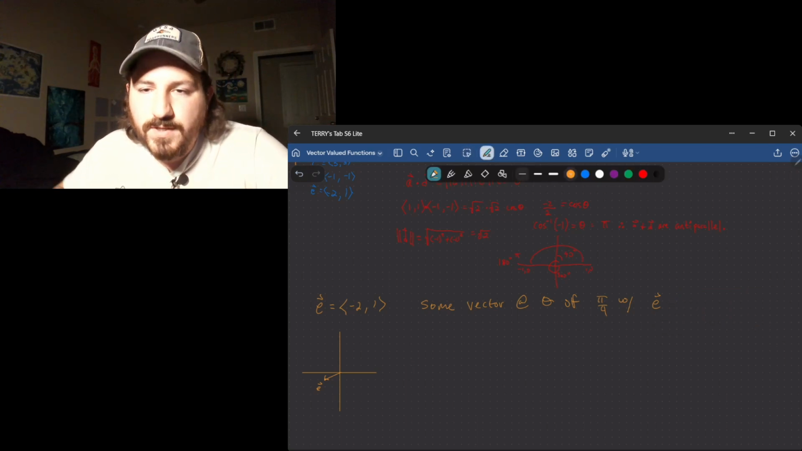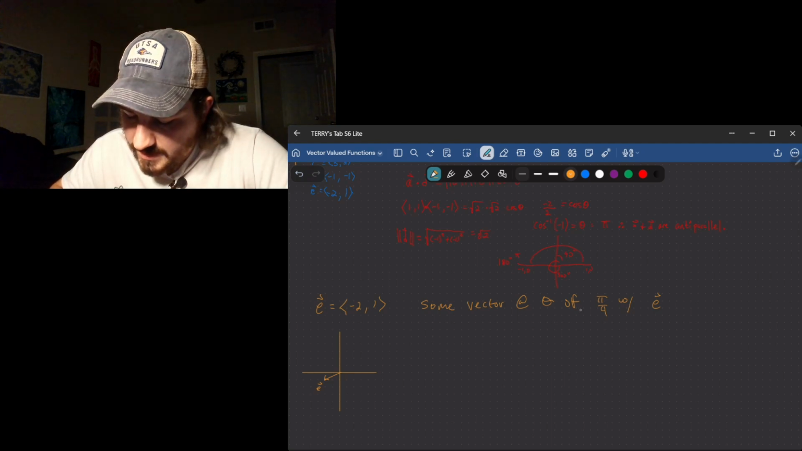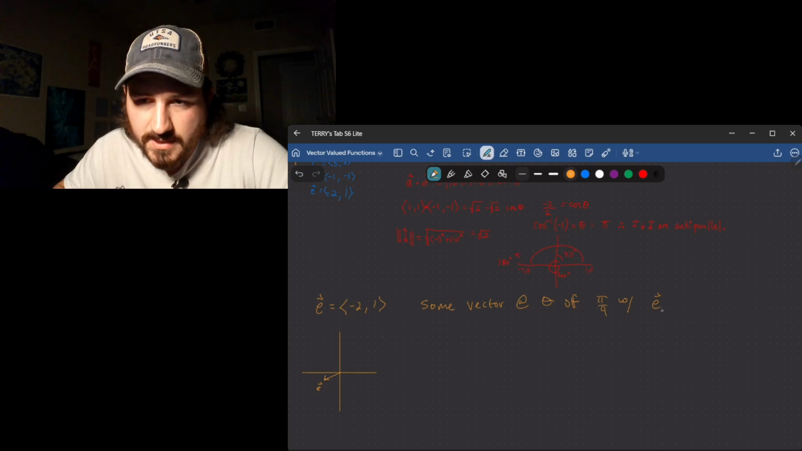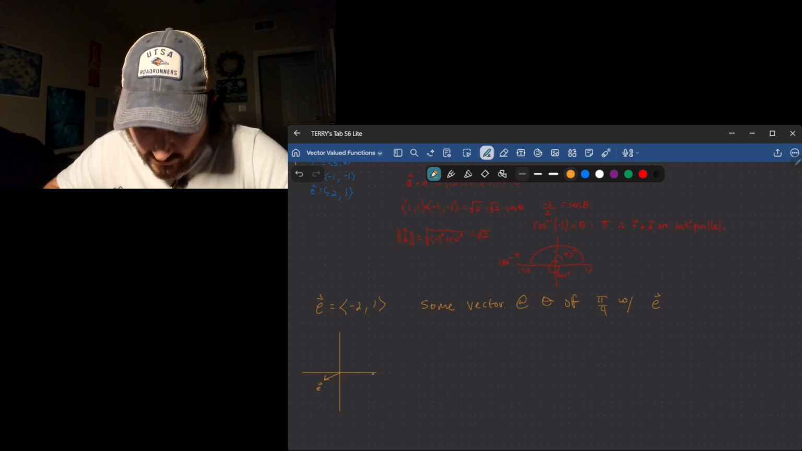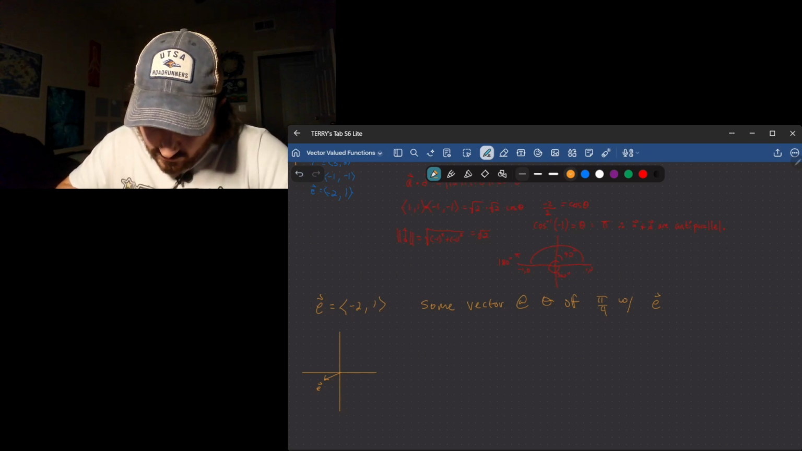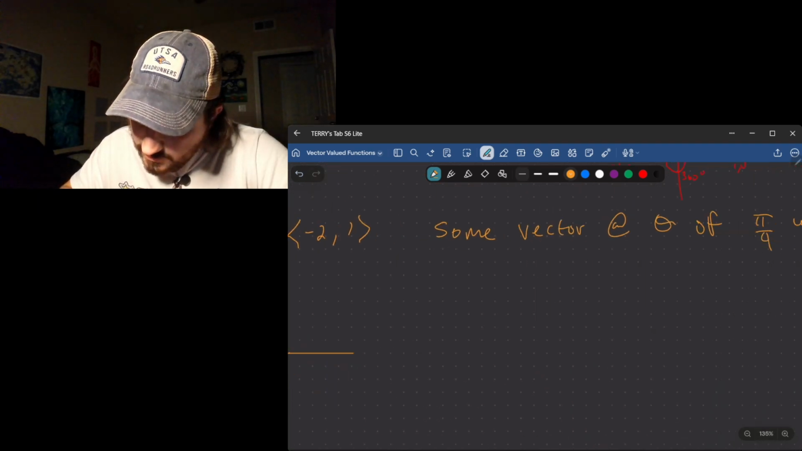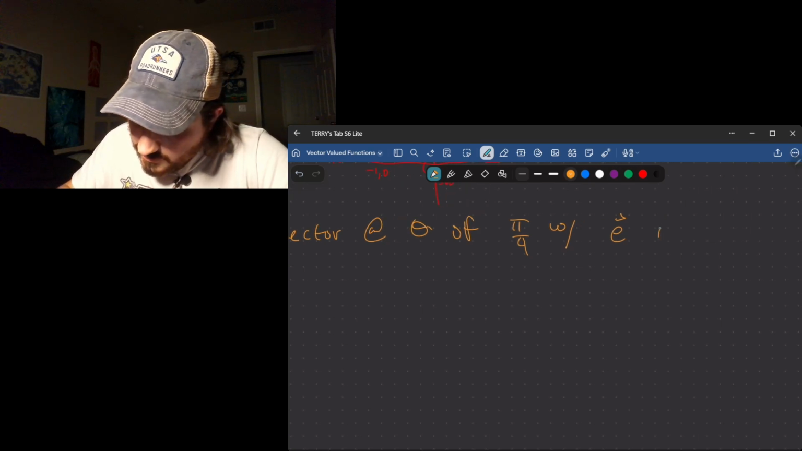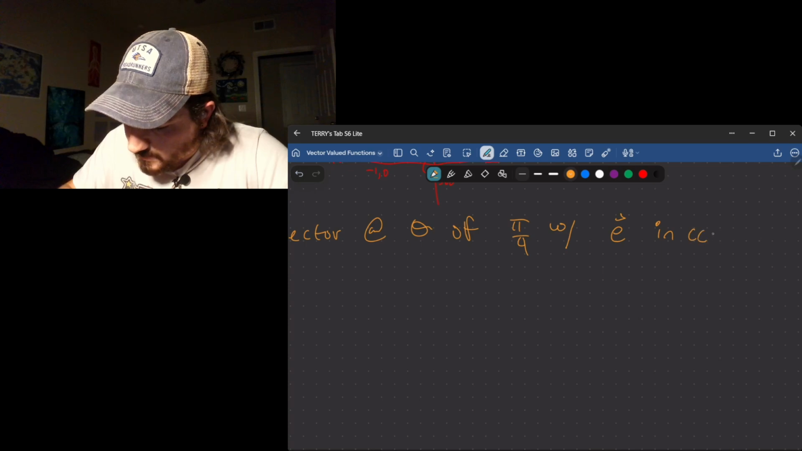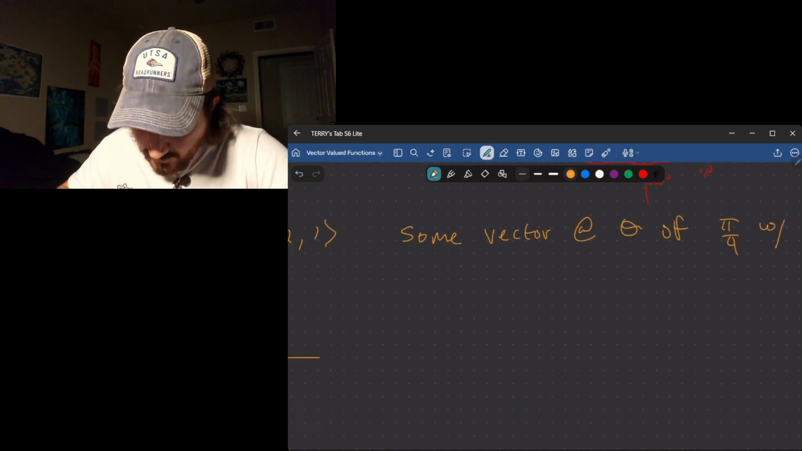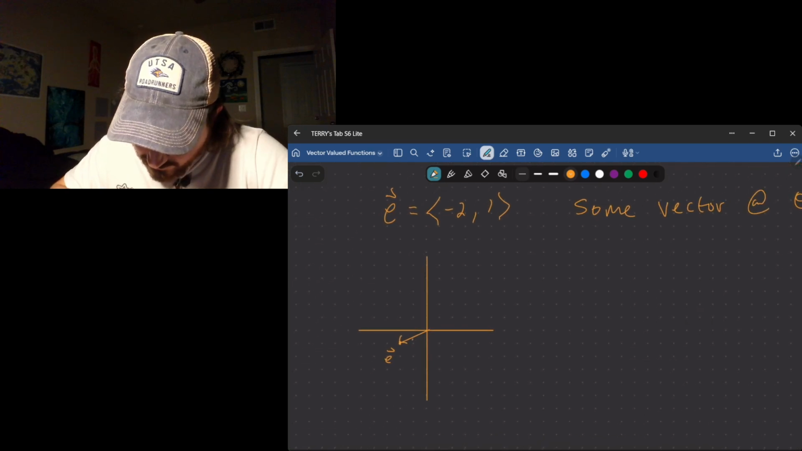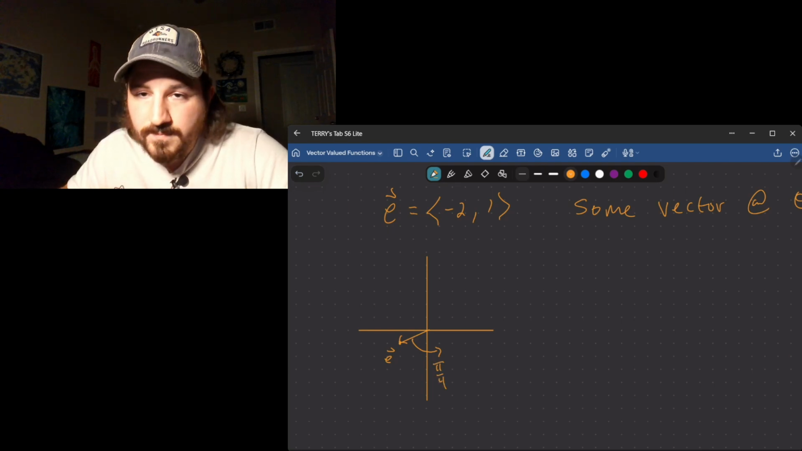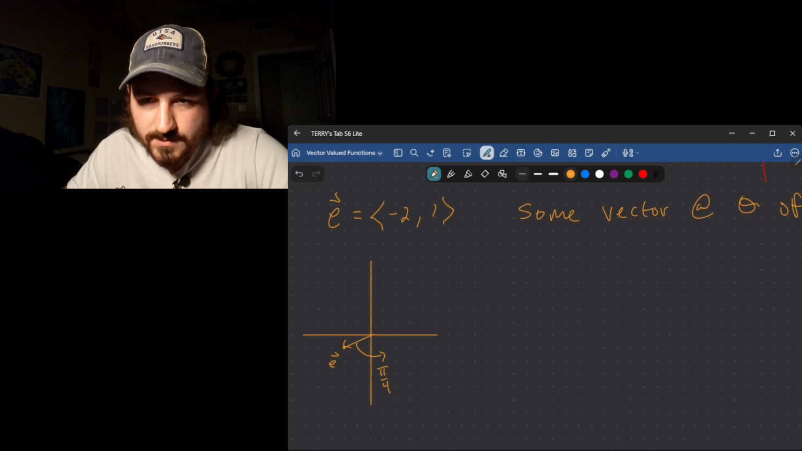Okay, so we're going to look here for some vector that is going to be at an angle of pi over 4 with the vector e. And again, here our e vector is equal to -2, 1, which I've already graphed down here for us. So we're looking for, I guess I should declare the direction. So at an angle of pi over 4 with e in a counterclockwise direction. Okay, so that tells us we want to go this way, pi over 4. So I think we can figure out how to do this.